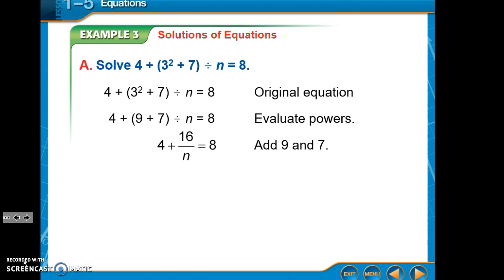Alright, so our job is we want to get n by itself. We still have this hanging out over here. So if you cover up the 16 divided by n, we need to move that 4, correct? How do we move that 4?